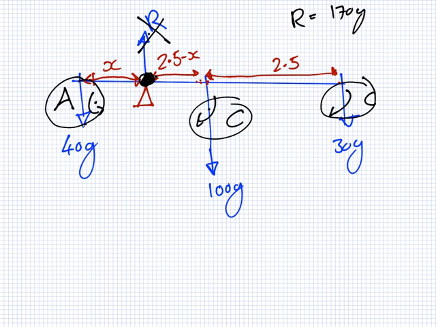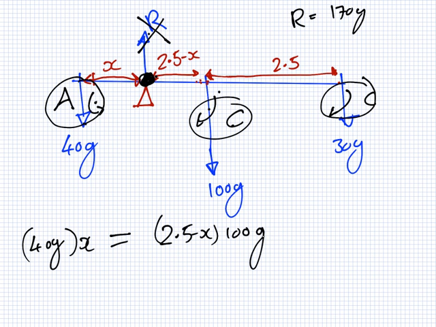What is the turning force here? 40g multiply x. That should equal this one plus this one. So, what would be this turning force here? 100g times 2.5 minus x. And then lastly, this one? 30g times 2.5 plus 2.5 minus x.